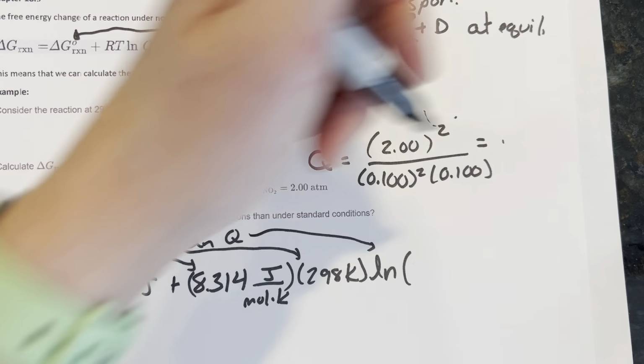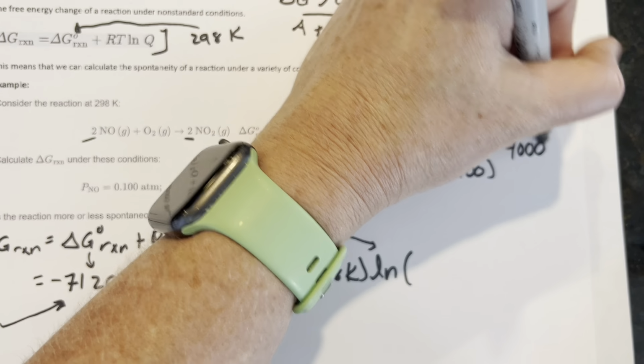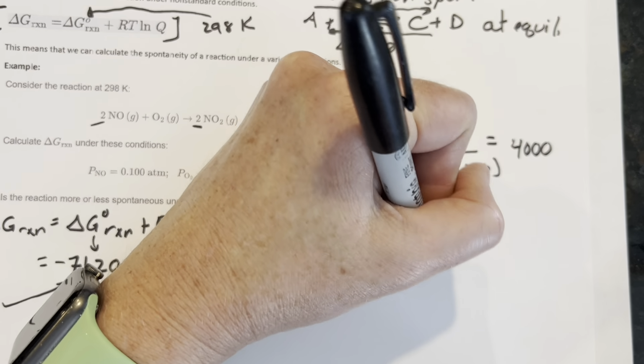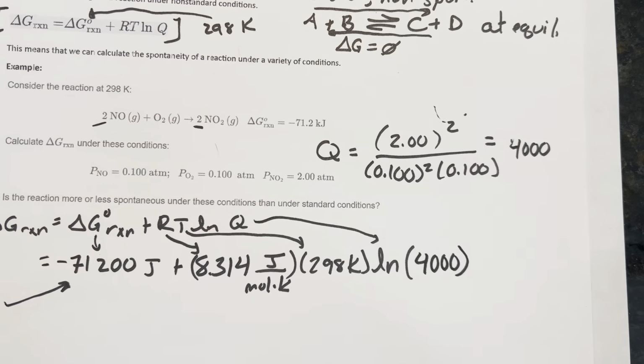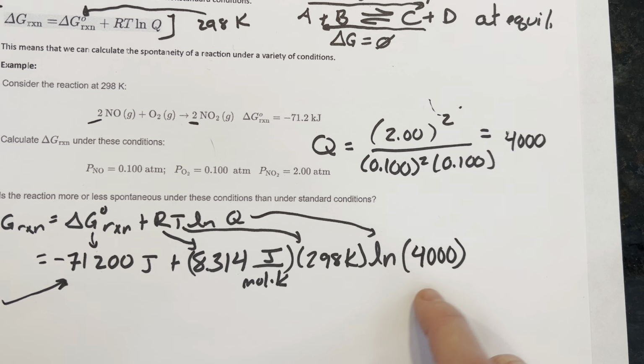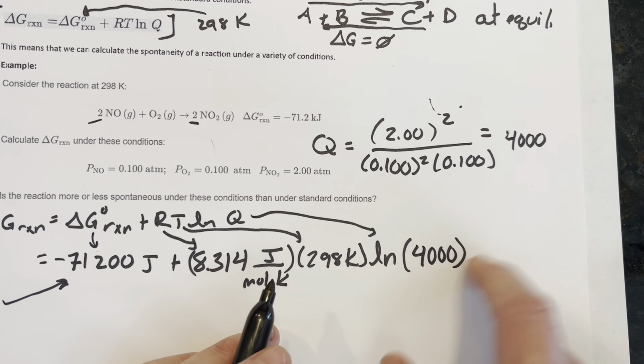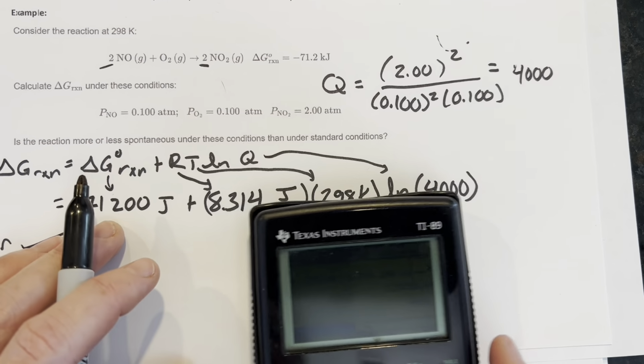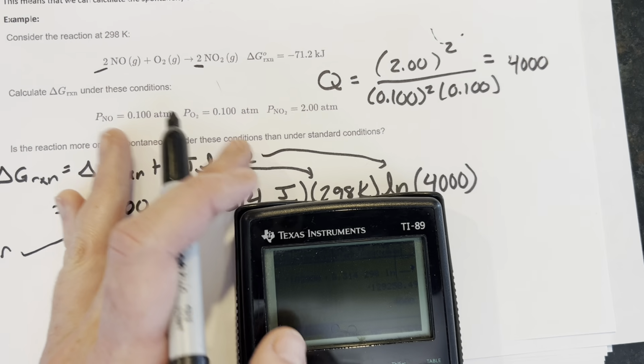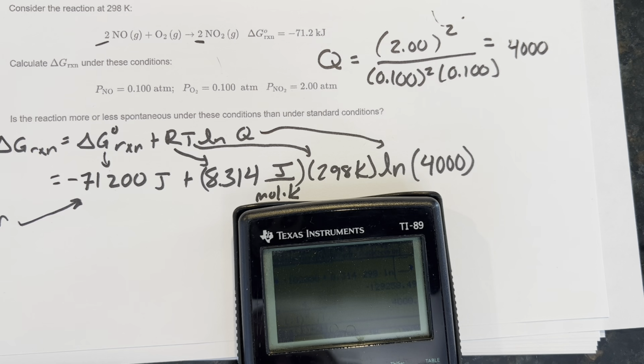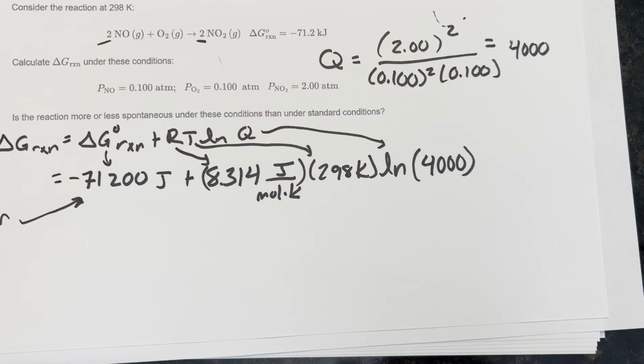And I get an answer of 4,000. So I'm taking the ln of 4,000. If I take the ln of 4,000, I get an answer of like 8.2 something, I believe. But I'm just going to do this all in one fell swoop. So I got the ln of 4,000 times 298 times 8.314. And I get an answer of 991,000. That seems pretty crazy.